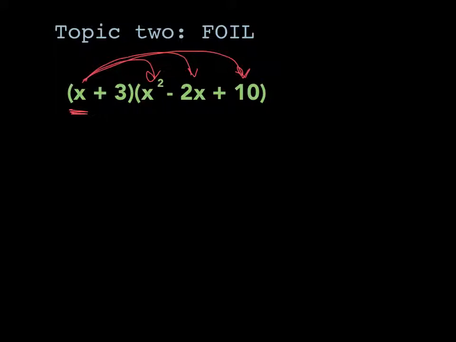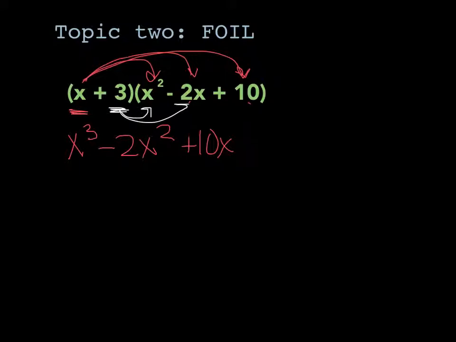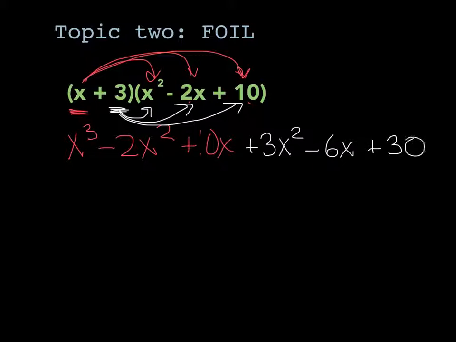So I'll do x times x squared, and I will get x to the third. And then I'll do x times negative 2x, and I'll have negative 2x squared. x times 10, plus 10x. Now I'm about halfway done. I'm now going to take my 3 and multiply it also with each of the terms in that trinomial. So plus 3x squared minus 6x plus 30.